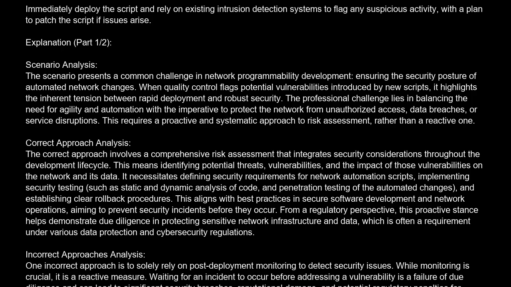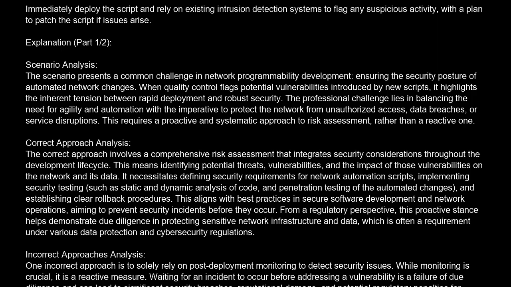changes. When quality control flags potential vulnerabilities introduced by new scripts, it highlights the inherent tension between rapid deployment and robust security. The professional challenge lies in balancing the need for agility and automation with the imperative to protect the network from unauthorized access, data breaches, or service disruptions. This requires a proactive and systematic approach to risk assessment, rather than a reactive one.